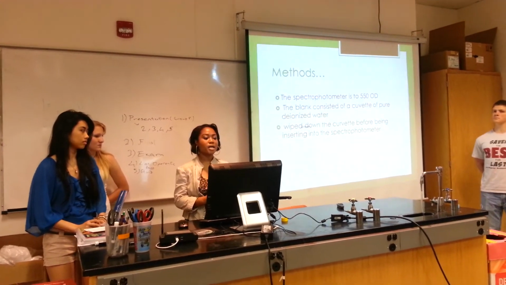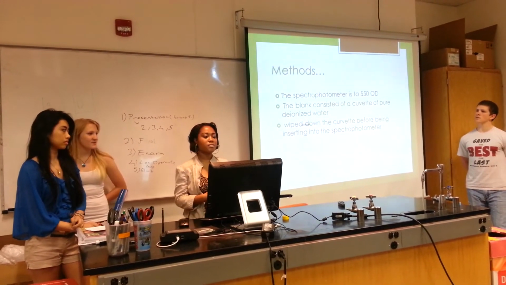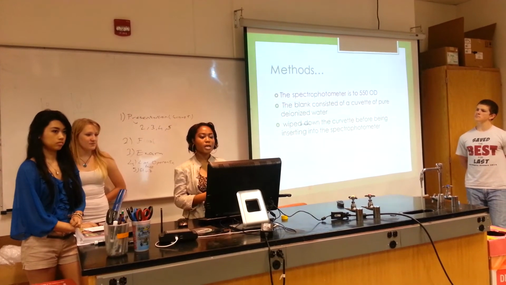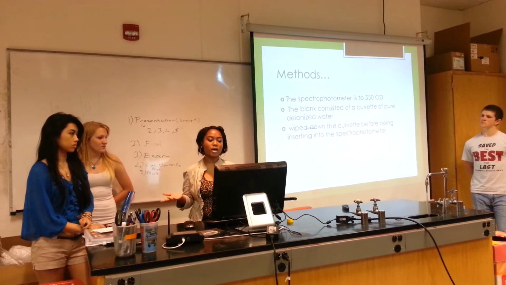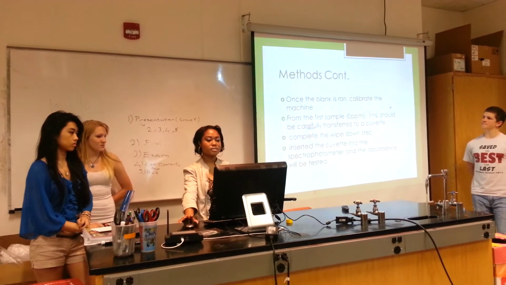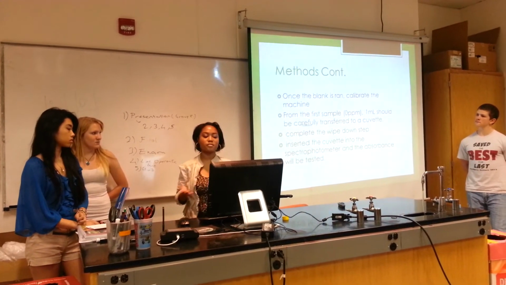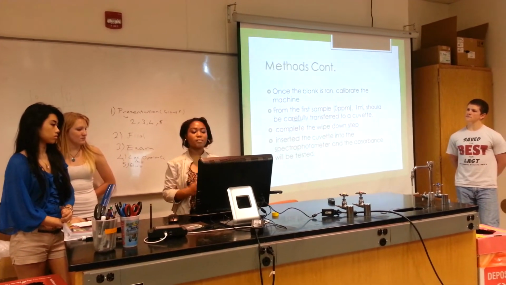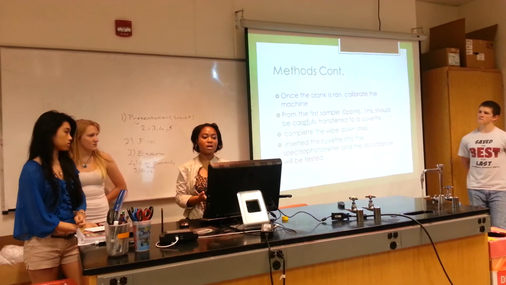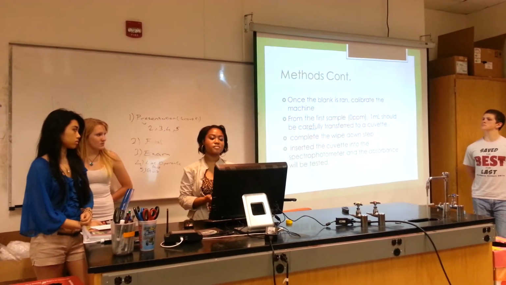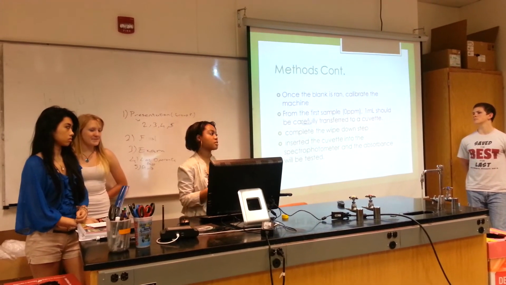And then for the spectrophotometer, we set that to the 550 OD, and then we used a blank cuvette, a consistent one, and we made sure we had pure deionized water. And after we got done using it, we put it back into the spectrophotometer. And once we ran that, we made sure that we calibrated the machine. And then for the first sample that we started off with, we started off at a concentration of 0, and we made sure that we carefully transferred it to the cuvette.